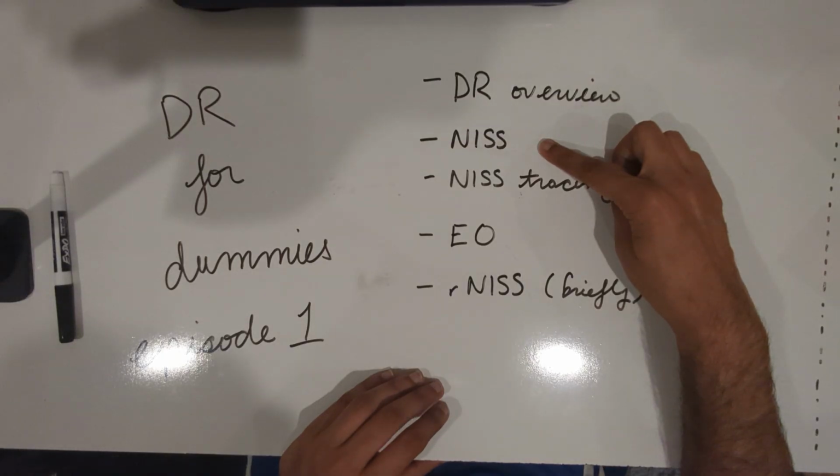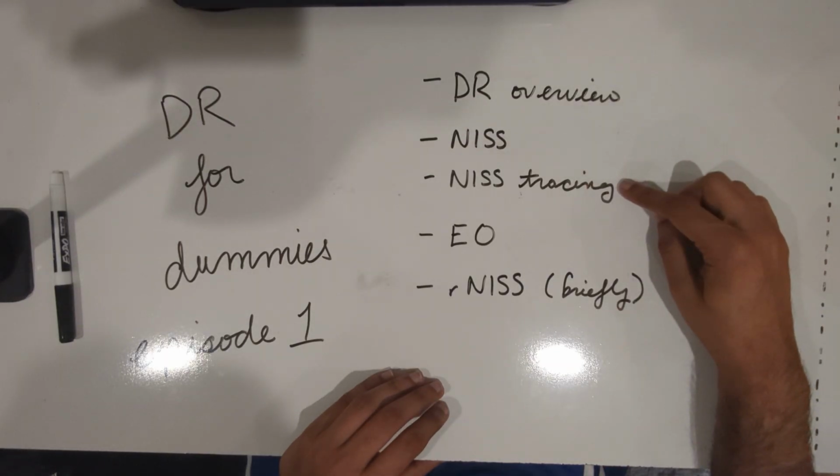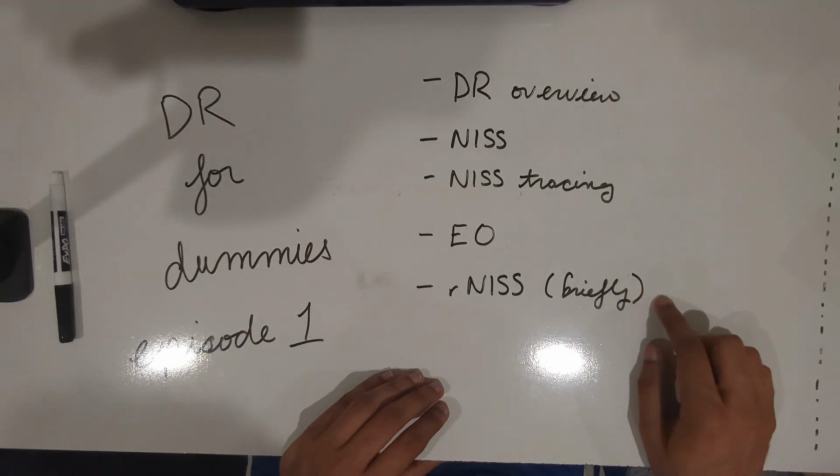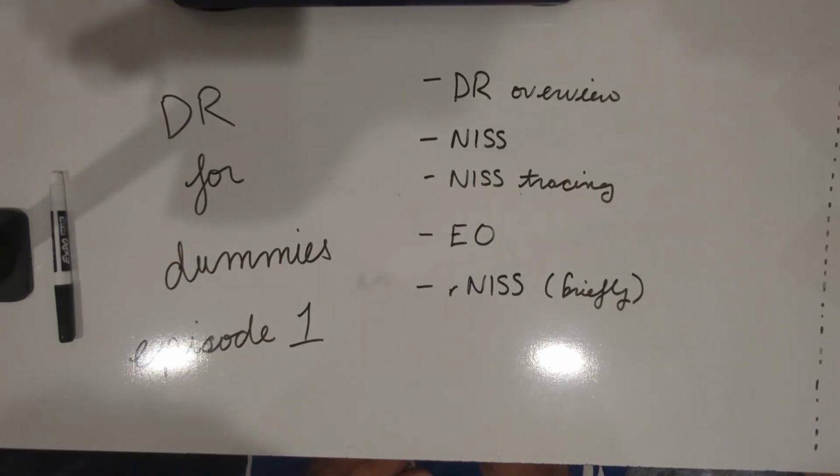NISS and scramble switching, how to do NISS tracing, EO or edge orientation, and then a very brief discussion on rNISS. This part is actually optional, which is why I've put it at the end of the video, out of sync with the other NISS stuff. And all of these are timestamped in the description if you want to skip ahead or come back to anything.